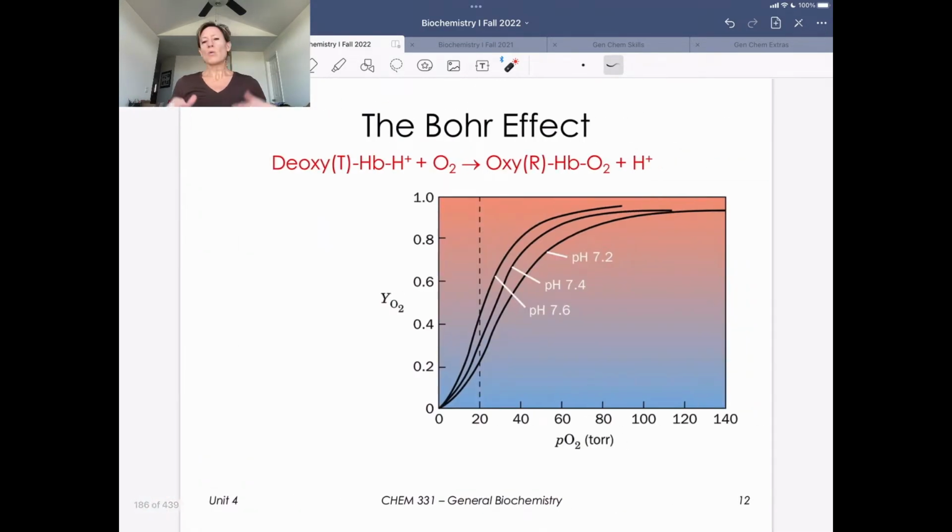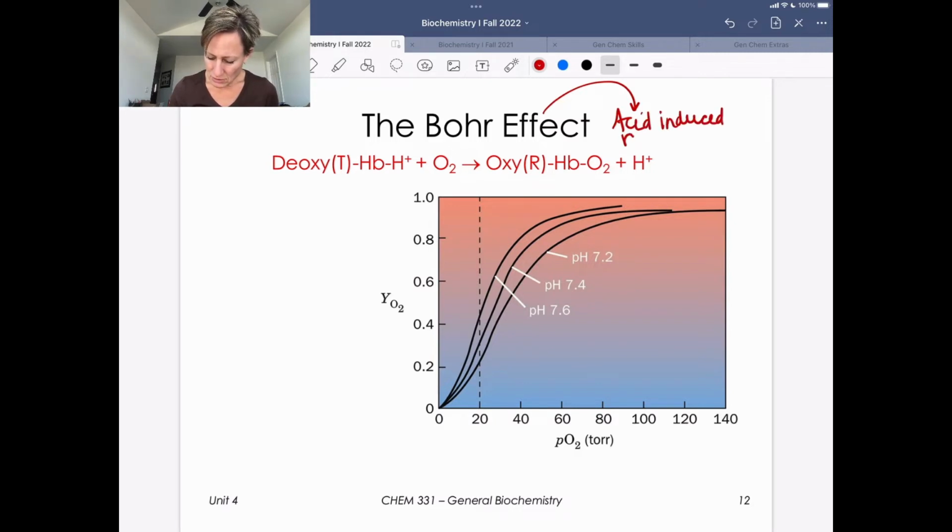Okay, so let's think about this from a pH effect. This is called the Bohr effect, and we can define just generally the Bohr effect as the acid-induced release of oxygen from hemoglobin.